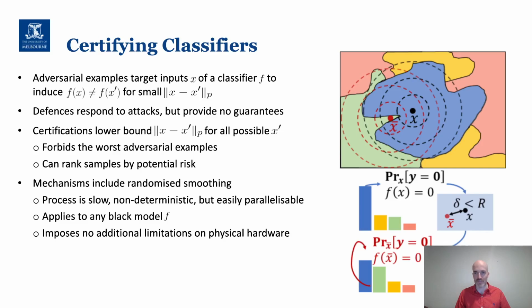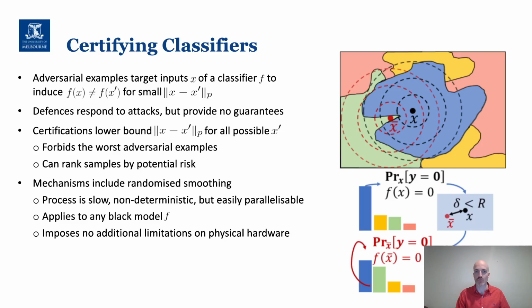This observation about the nature of defenses and their responsiveness to attacks has motivated researchers to consider what is known as certified robustness, in which certificates that lower bound the distance between our sample point X and any possible adversarial example are constructed. So rather than looking at the distance to some adversarial example, a certified robustness certificate attempts to say that no possible adversarial examples can exist within a finite calculable radius. Doing so has two key advantages.